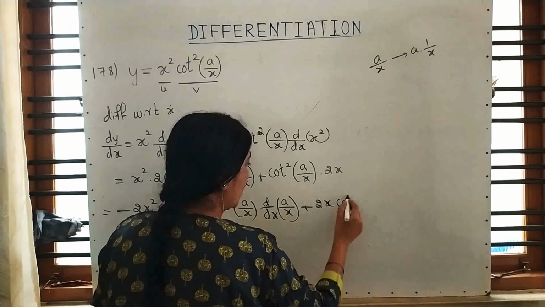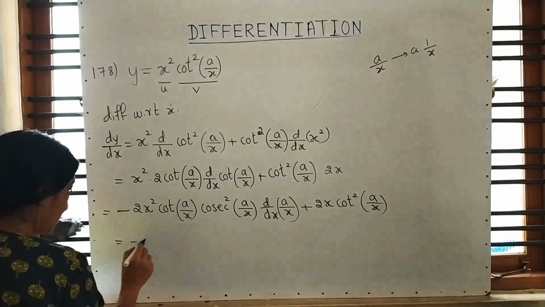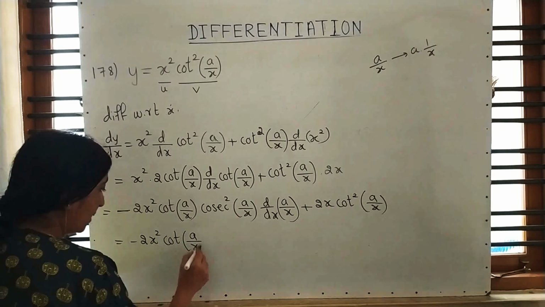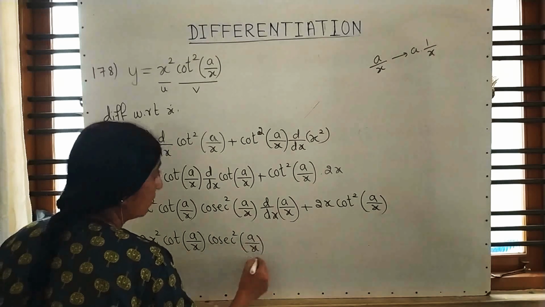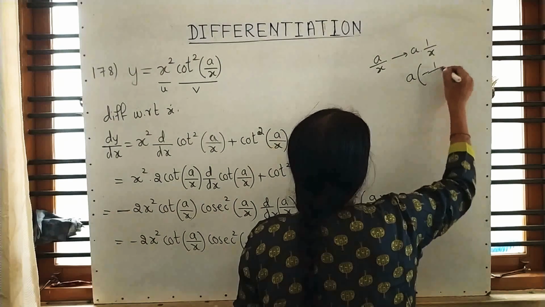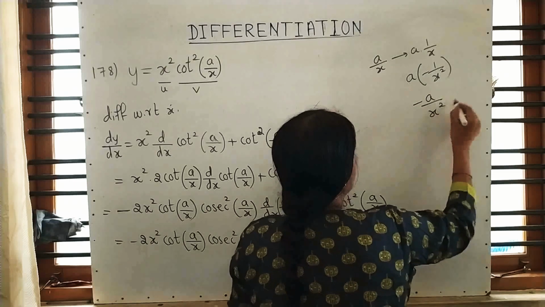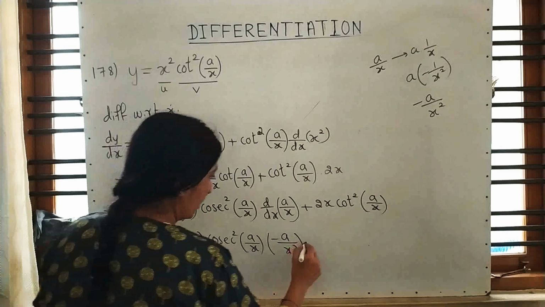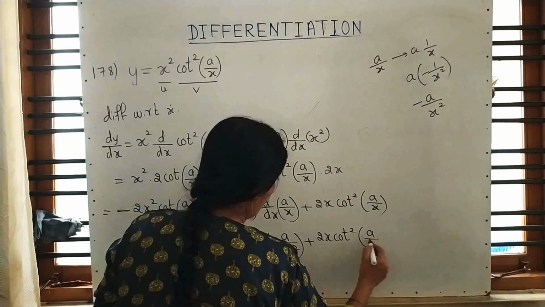And this is 2x cot square a by x. So it is minus 2x square cot a by x cosecant square a by x. As I told you, it is a into 1 by x. A as it is, differentiation of 1 by x is minus 1 by x square. We can write minus a by x square. Minus a by x square plus 2x into cosec square a by x.